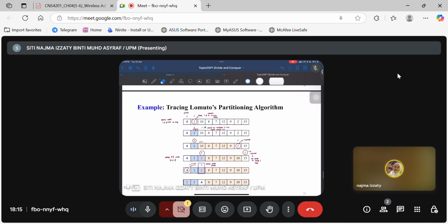Okay, hi everyone. Today I would like to present about tracing a Lomuto partitioning algorithm.